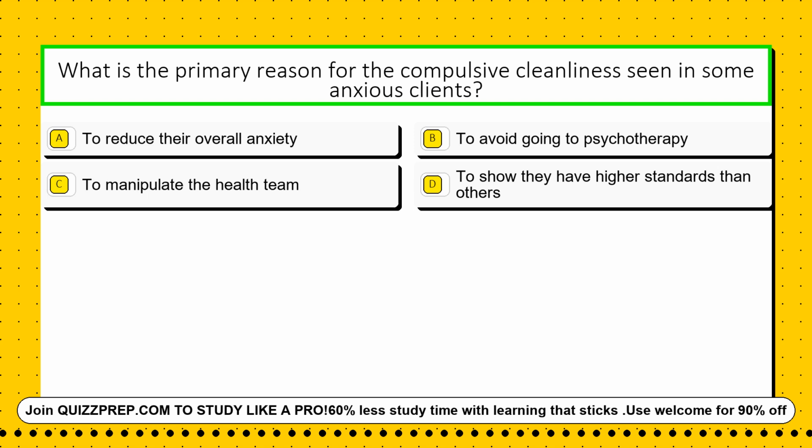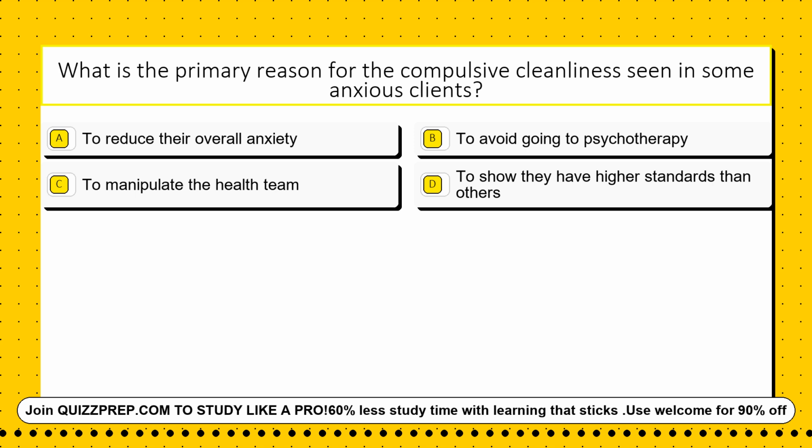Question 60. What is the primary reason for the compulsive cleanliness seen in some anxious clients? Option A. To reduce their overall anxiety. Option B. To avoid going to psychotherapy. Option C. To manipulate the health team. Option D. To show they have higher standards than others.